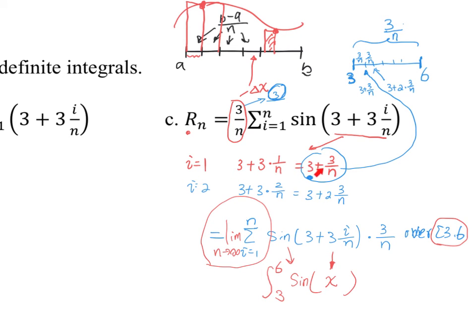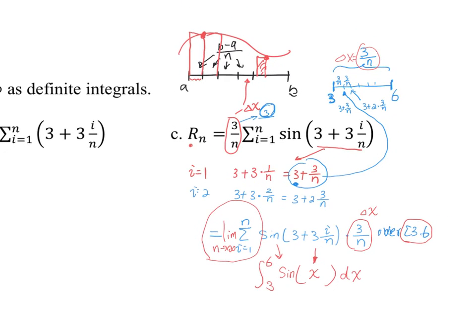That's simply the x chosen from the first interval. When i is 2, that's your x chosen from the second interval. So that would be just your x here. And this, if you remember, is delta x. Delta x is 3 over n. So that becomes your dx. Okay, so that's how I would rewrite this into a definite integral.